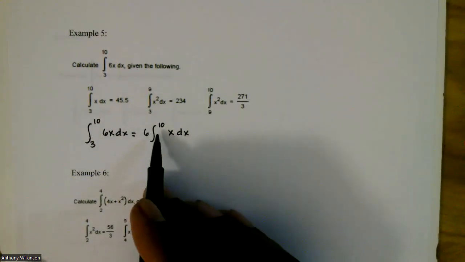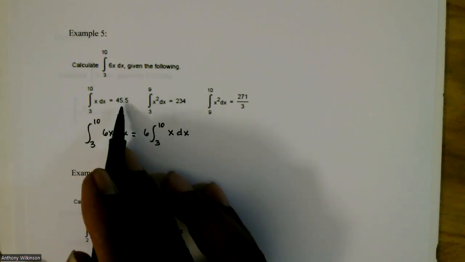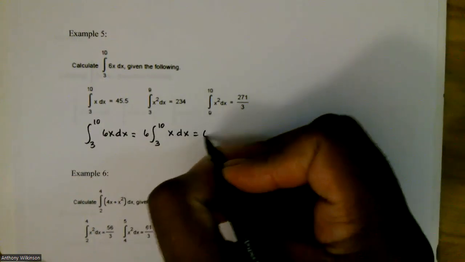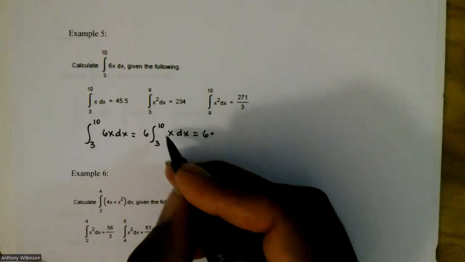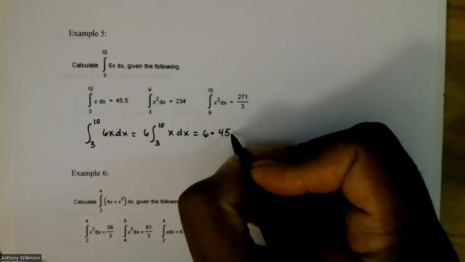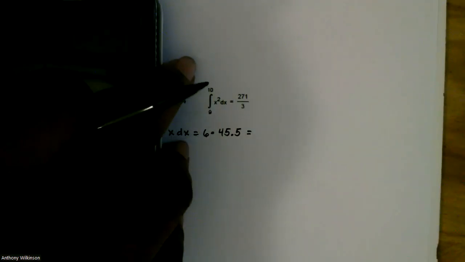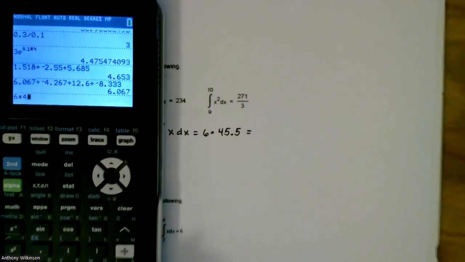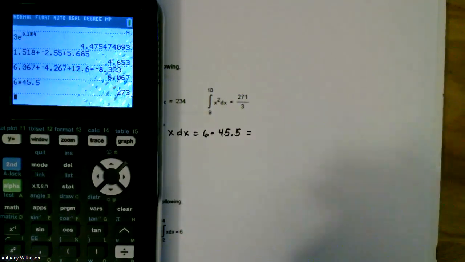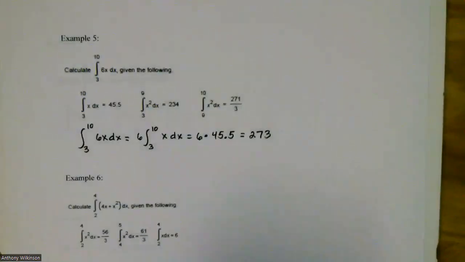But look here, the integral from 3 to 10 of x dx is this right here, 45.5. So I'll take 6 times, now the integral from 3 to 10 of x dx is that value, 45.5. So if you take 6, multiply that by 45.5, you'll end up with 273. So here the integral from 3 to 10 of 6x dx ends up being 273.